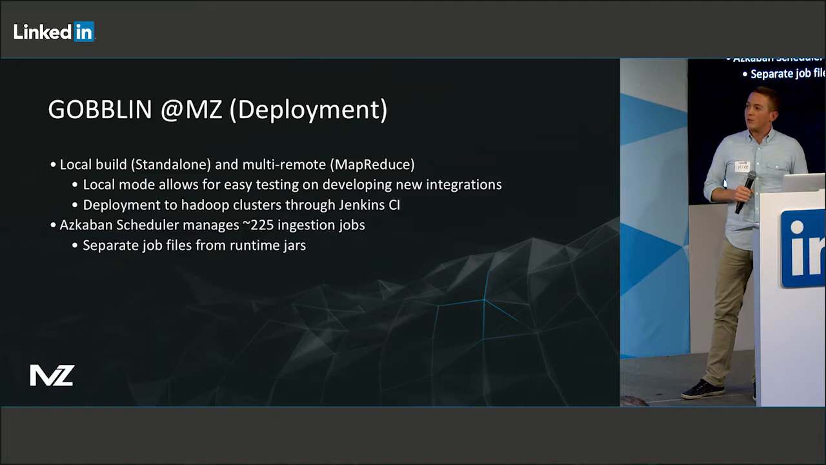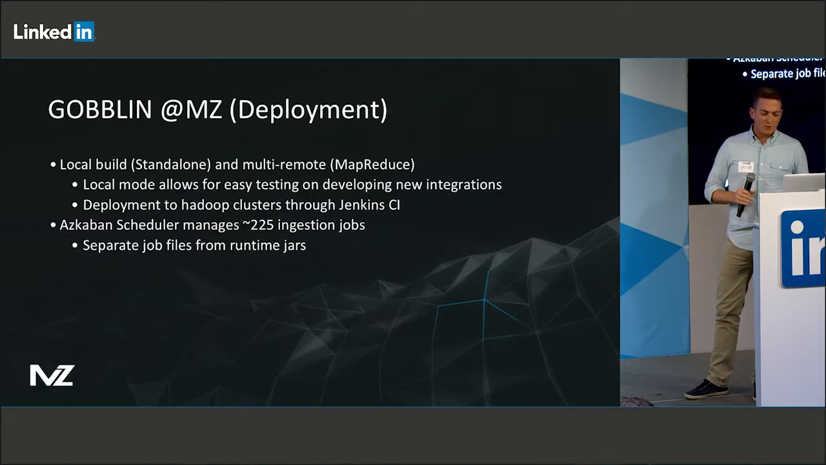So how would we deploy it? Gobblin, they talked about, has standalone mode and MapReduce. We use both: local mode for developing new features and integrations, and then we publish to our Hadoop cluster to do the MapReduce jobs. Local mode's pretty nice for the devs to do the new testing and new integrations. We use Jenkins to deploy everything, the runtime jars, to the Hadoop cluster, and then we use Azkaban for doing all of the job scheduling.